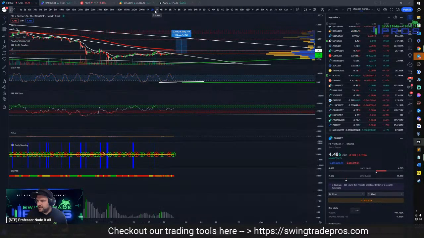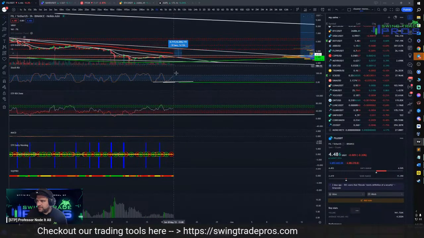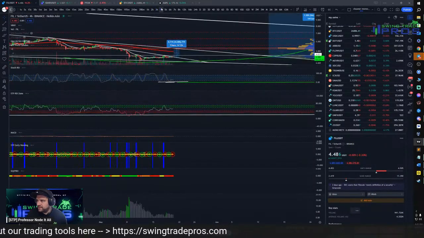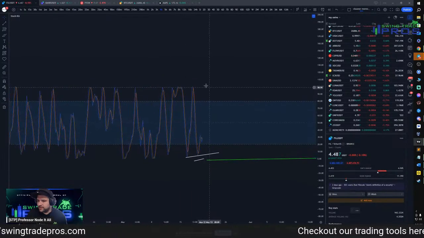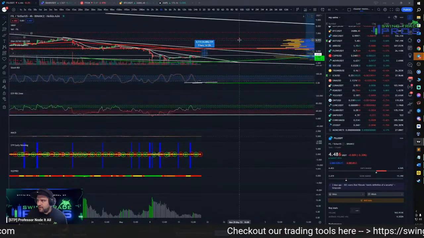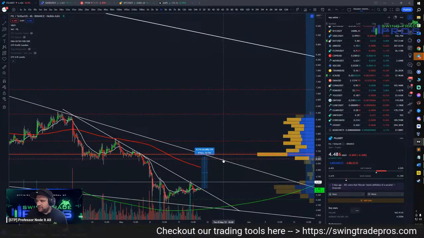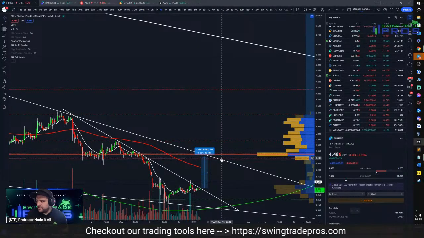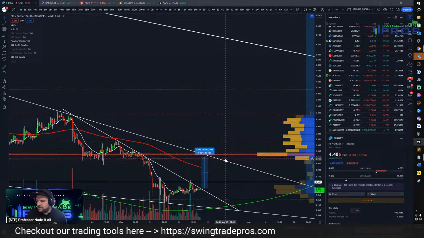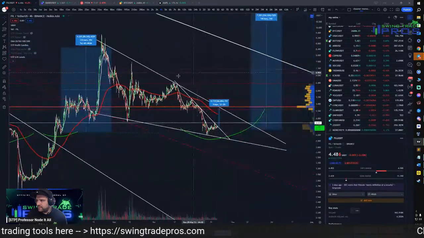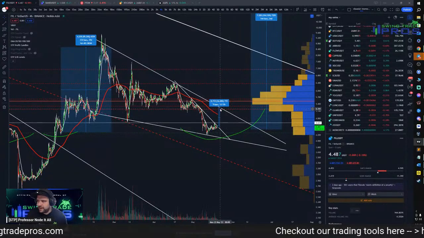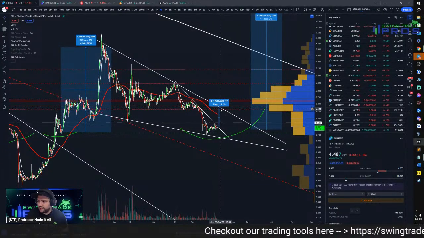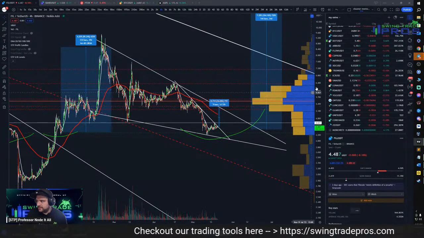But our 2-hour stochastics look good. 3-hour stochastics look good. 4-hour just crossing up, right? This is looking pretty good. I'm looking for a break to about that 520 region, okay? 518. That would be the trend line here on this falling wedge structure, right? So we may not break it, but I would like to trade it to the resistance.